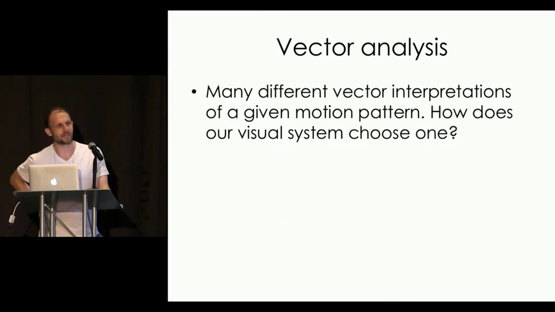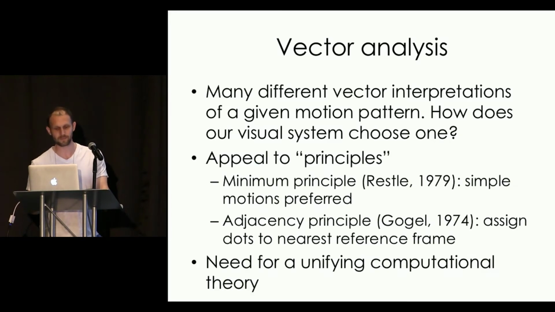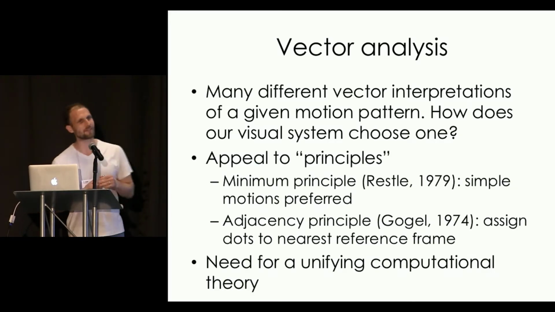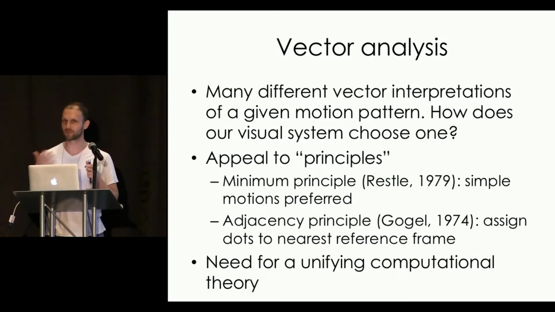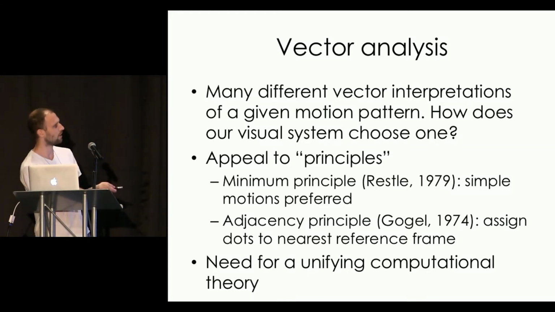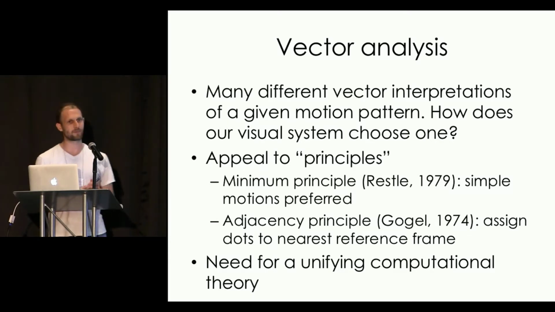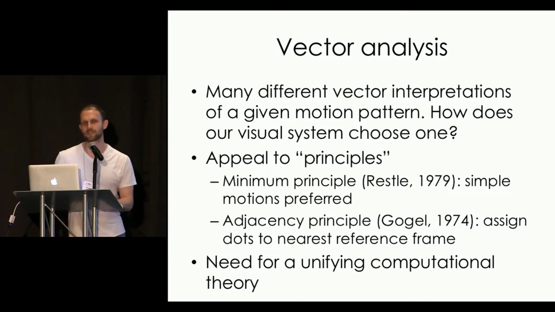The problem with vector analysis is that many different vector analyses are consistent with any given moving scene. So how do you choose one of the vector analyses? And to solve this problem, various authors propose certain kinds of principles or heuristics, like a minimum principle that simpler motions are preferred, or an adjacency principle that you assign dots to the nearest reference frame. But there wasn't really any unifying theory, and so that's what we tried to accomplish.